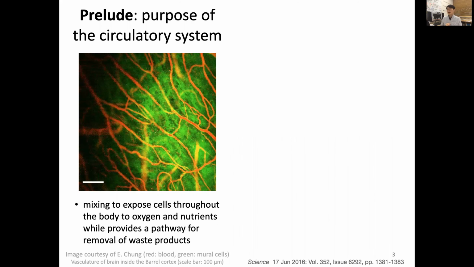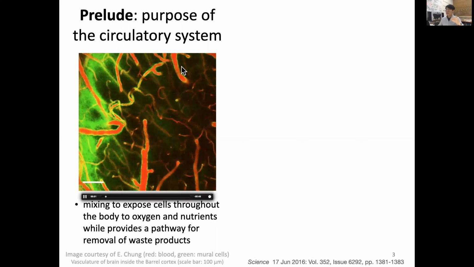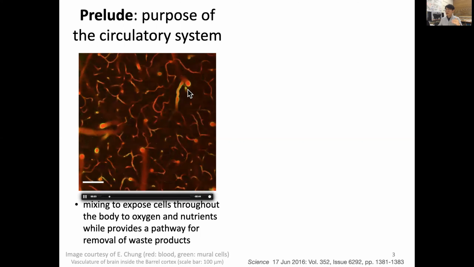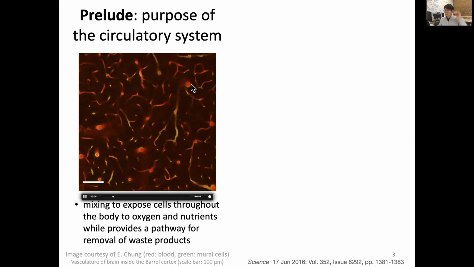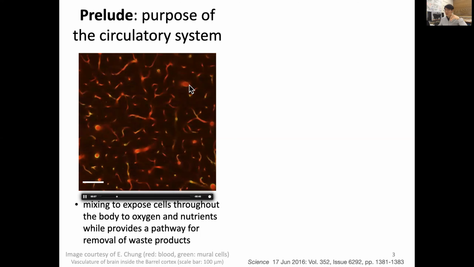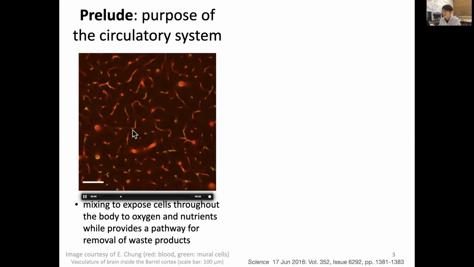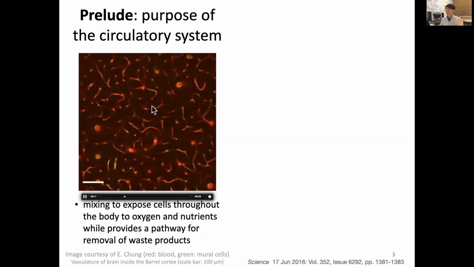So let me start by showing you a movie of the blood vessels in the circulatory system. This movie is what I took with the microscope in a mouse brain. And let me show the red ones from top to bottom. These red ones are blood vessels. You see these are arterioles, diving, penetrating arterioles. And these little things, these are capillary vessels.